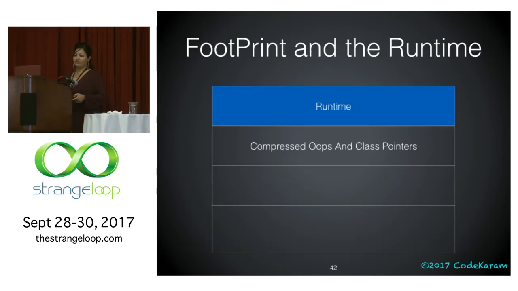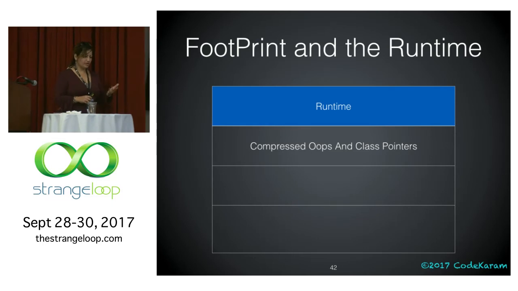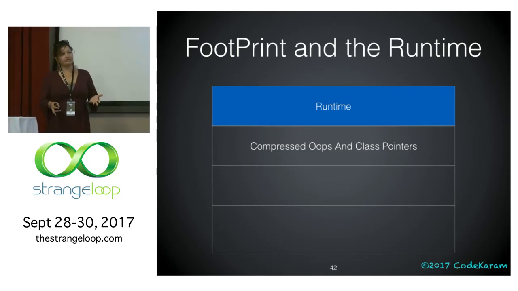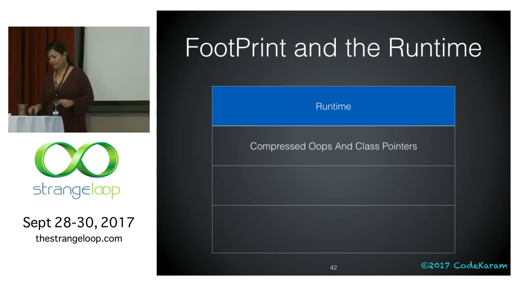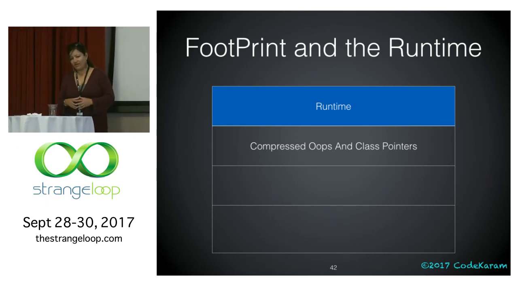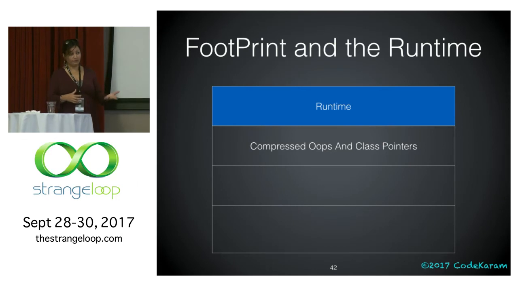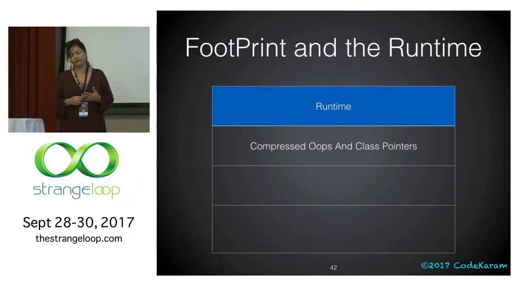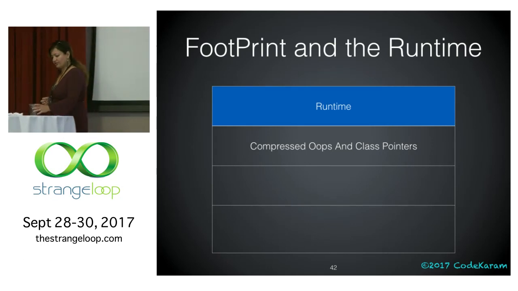What about footprint and runtime? Okay, so I was talking about compressed oops all the time, and I was talking about compressed headers. So what are compressed oops? We have 64-bit hardware. I was talking about Opteron from AMD. That was like the first 64-bit hardware for x86 architecture.